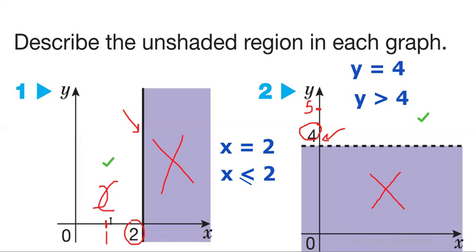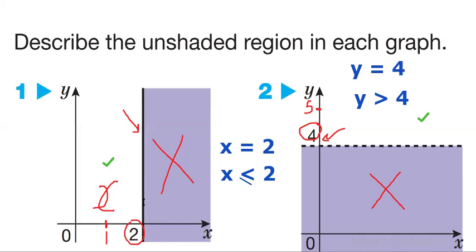Check one of the points on the unshaded region and then compare it to the point that you have. If it's smaller than, write x smaller than. If it's bigger than, write x bigger than. And make sure you're using the right axis. If the line is crossing the x-axis, it should be x. If the line is crossing the y-axis, it should be y. And then describe the unshaded region like they told you.